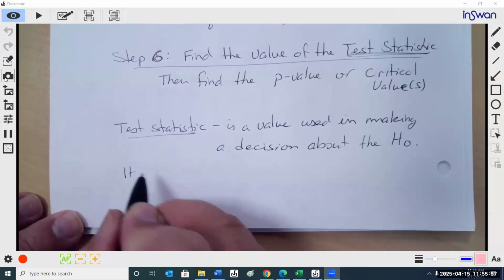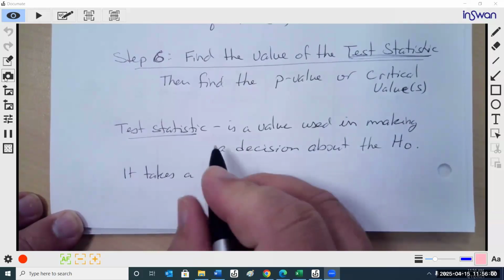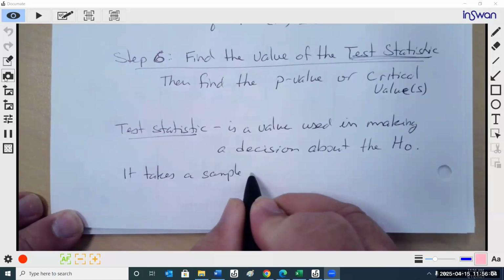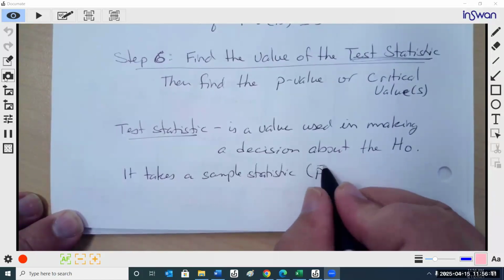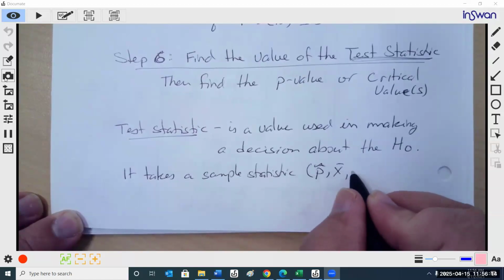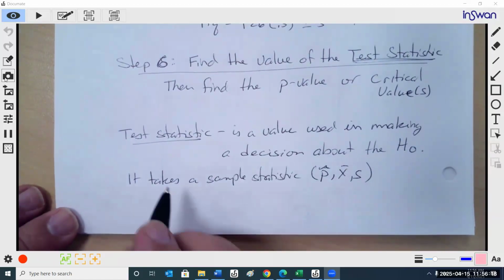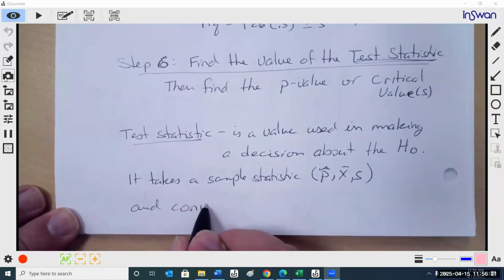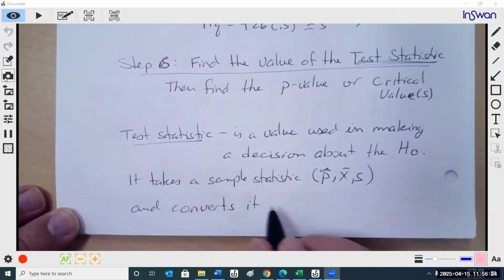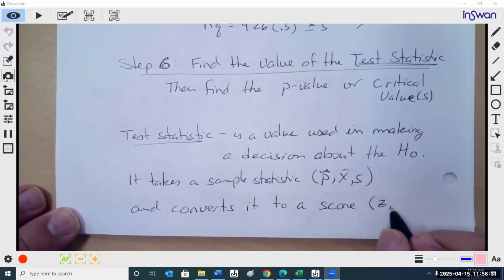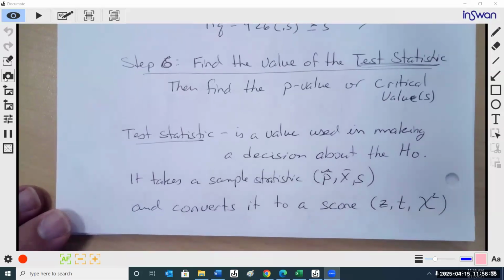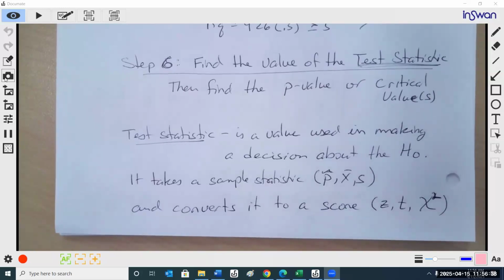So it takes a sample statistic, like p hat, x bar, or a standard deviation of a sample, and converts it to a score, a z-score, a t-score, or a chi-square, assuming the H0 is true.